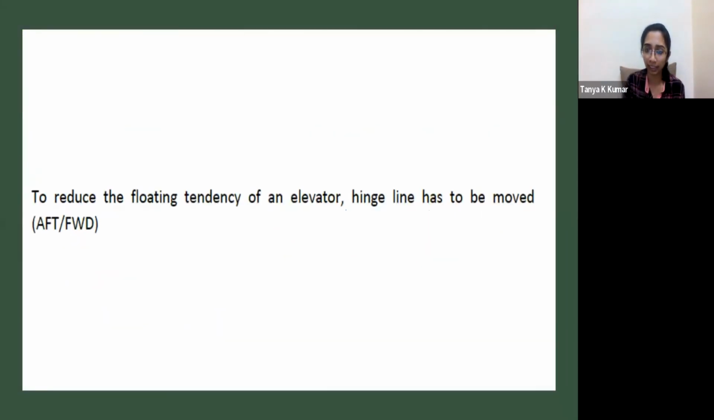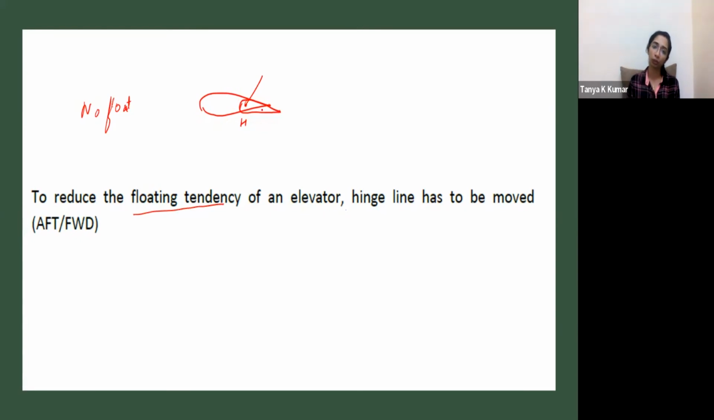To reduce the floating tendency of an elevator, hinge line has to be moved aft or forward. So your tail is here. This is your elevator. This is your hinge line. So should this hinge line be moved aft or forward to reduce the floating tendency of an elevator? We just discussed the no float case, right? One of the things that I told was to move the hinge point, one of the ways to accomplish that. So in this case, this is just a cross section. So hinge line, should it be moved aft or forward?